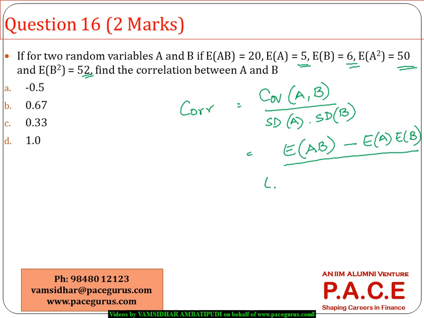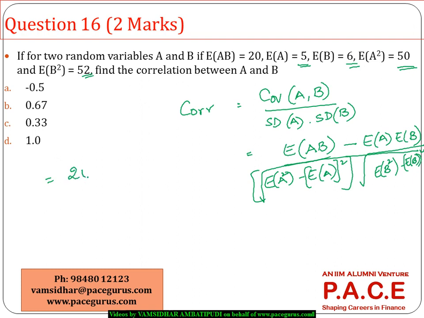Whereas standard deviation of A is nothing but square root of expected value of A squared minus expected value of A whole squared. Similarly, square root of expected value of B squared minus expected value of B whole squared. So look at substituting now. Expected value of AB is 20. Expected value of A into expected value of B, 5 into 6, 30.